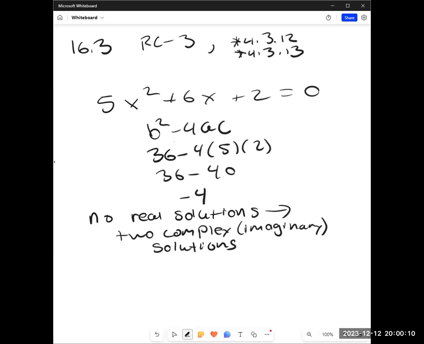If that number had been positive and a perfect square, then it would have had two rational solutions. If it would have been positive and not a perfect square, it would have had two irrational but real solutions. If it was 0 on the inside, it would have had exactly one real solution. But since it's less than 0, it has no real solution. It has two complex solutions. All right, that's it for this topic on the discriminant.